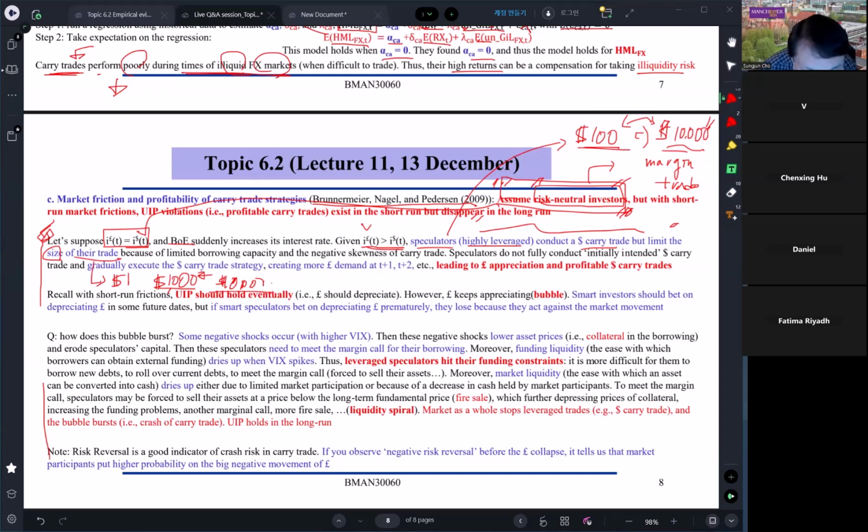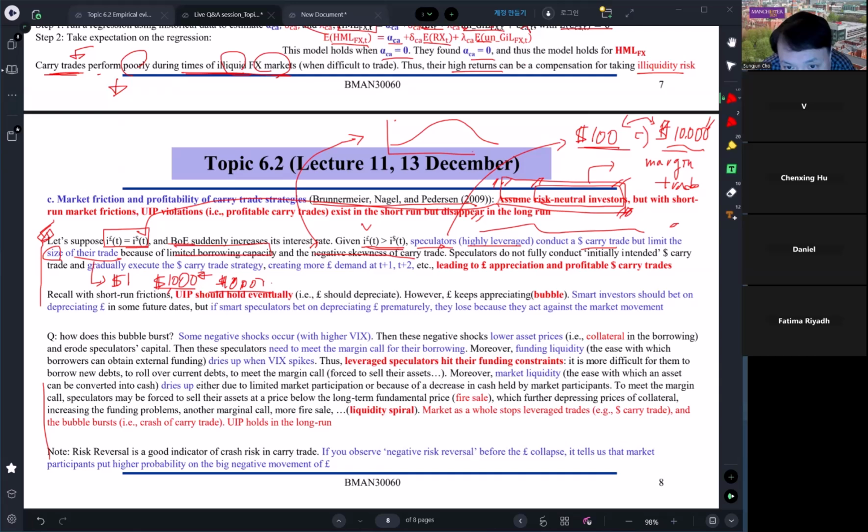They're gonna worry about limited borrowing capacity. They cannot borrow big money, and they need to worry about negative skewness of carry trade. What is the meaning of negative skewness? If you watch the video clip, you will find this slide. We can compute the profit of carry trade, and we can get the histogram of that. Negative skewness means something like this.